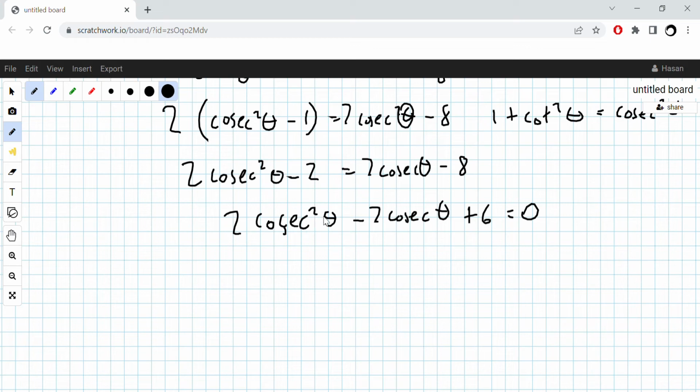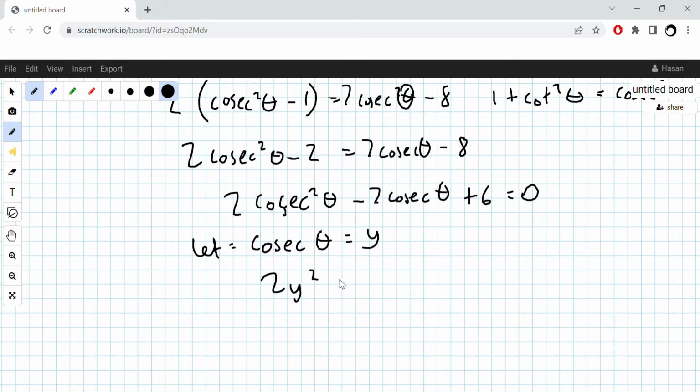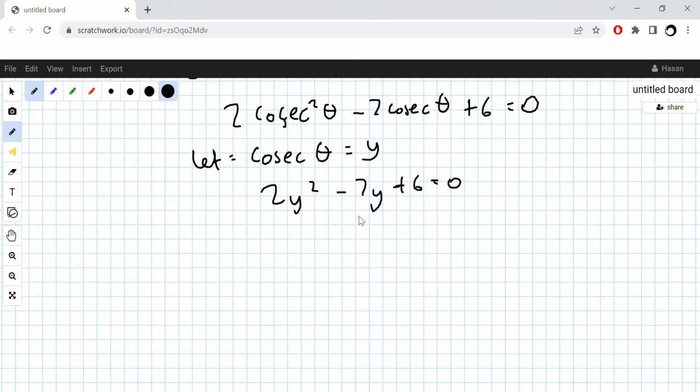Having cosec squared might be confusing, so what I always do is I would say let cosec theta equals y. So now you'll be left with 2y squared minus 7y plus 6 equals 0. This is easily solvable. 2 times 6 is 12. 2 factors of 12 which give 7 are minus 4 and minus 3. So 2y squared minus 4y minus 3y plus 6 equals 0.